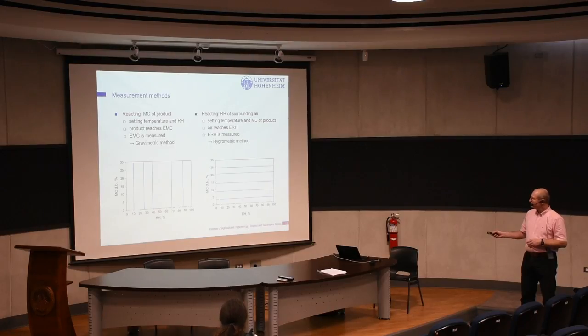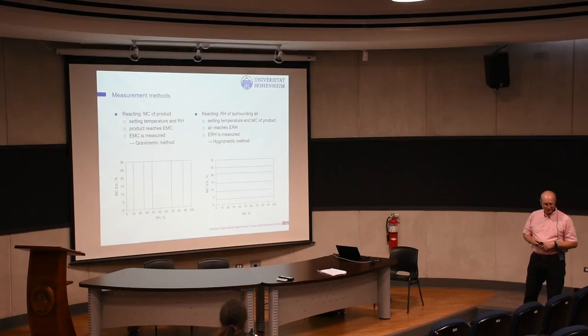The other way is the other way around. I dry my material, some samples, to 25, 20, I don't know, 4 moisture content, and then I bring it into a chamber and I measure the relative humidity. I stop here for the dry sample, I stop here for the medium dry, I stop here for the next, I stop here for the wet sample, and I can draw my line through it.